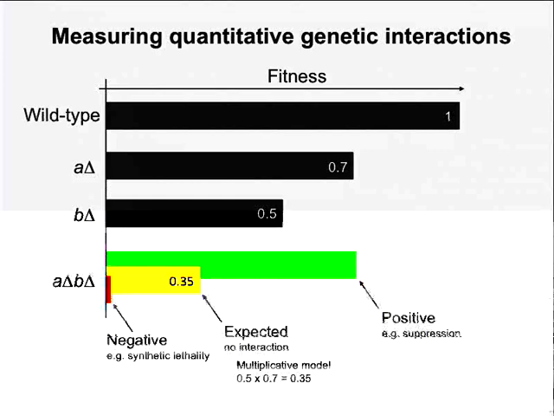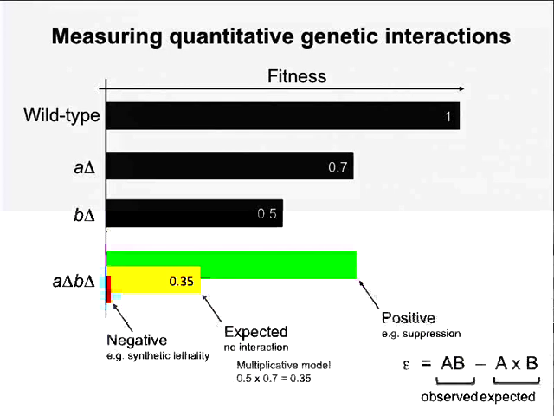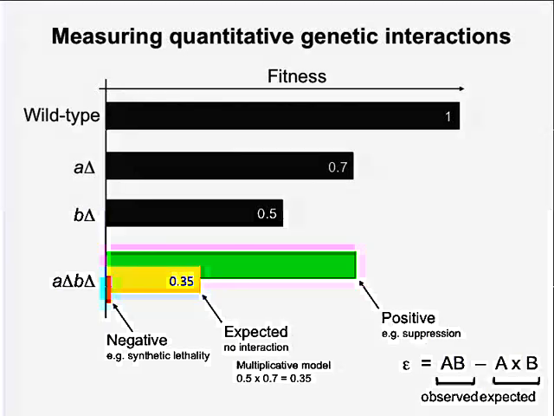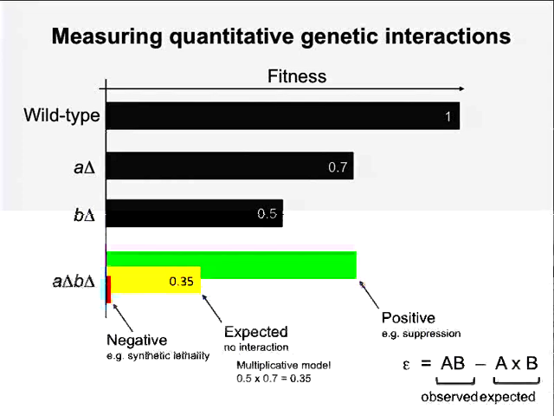What this model allows you to do is to define a score, which a lot of people refer to as epsilon for epistasis, but we call it just the genetic interaction score, that is given by the difference between the observed double mutant fitness and the expected double mutant fitness. If this score is negative, then you have a negative interaction, and vice versa. If it's positive, it's a positive genetic interaction.